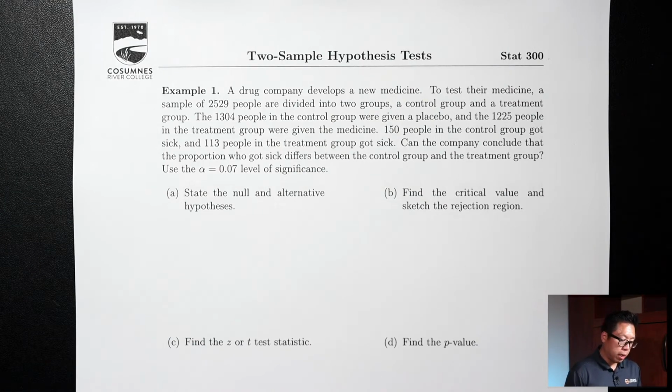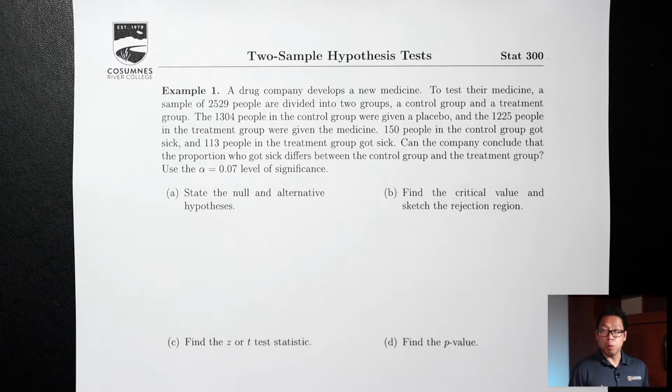Example 1. A drug company develops a new medicine. To test their medicine, a sample of 2,529 people are divided into two groups, a control group and a treatment group. The 1,304 people in the control group were given a placebo, and the 1,225 people in the treatment group were given the medicine. 150 people in the control group got sick, and 113 people in the treatment group got sick. Can the company conclude that the proportion who got sick differs between the control group and the treatment group? Use the alpha equals 0.07 level of significance.